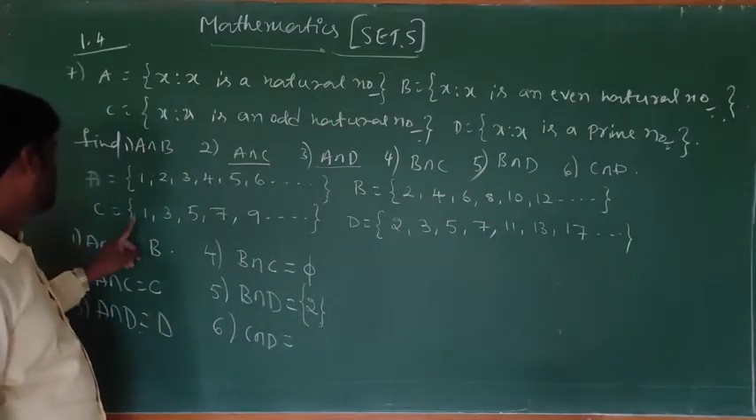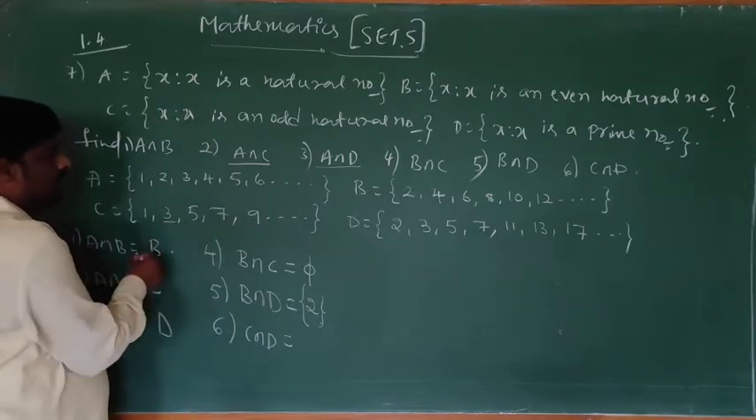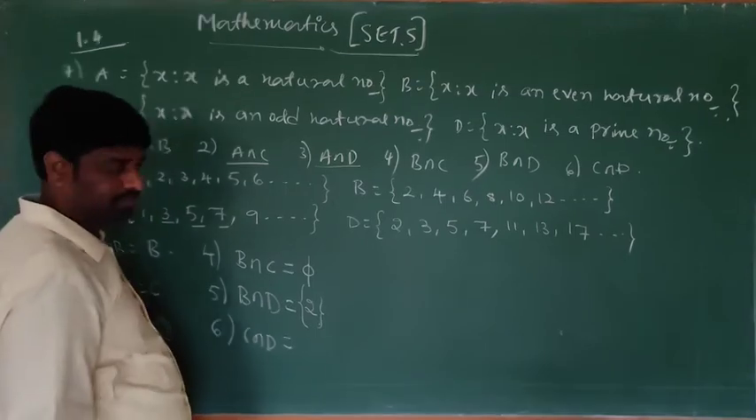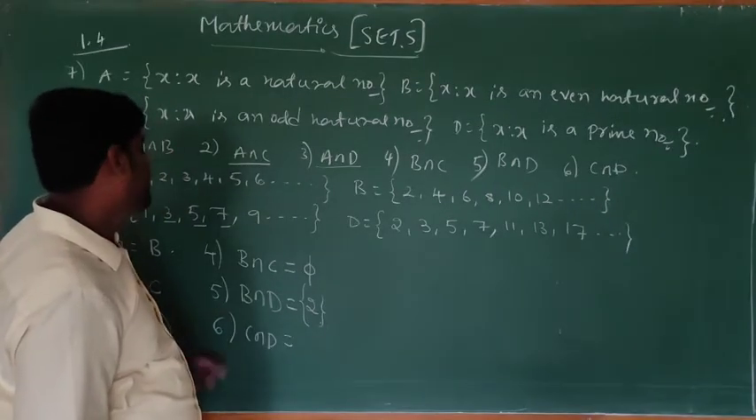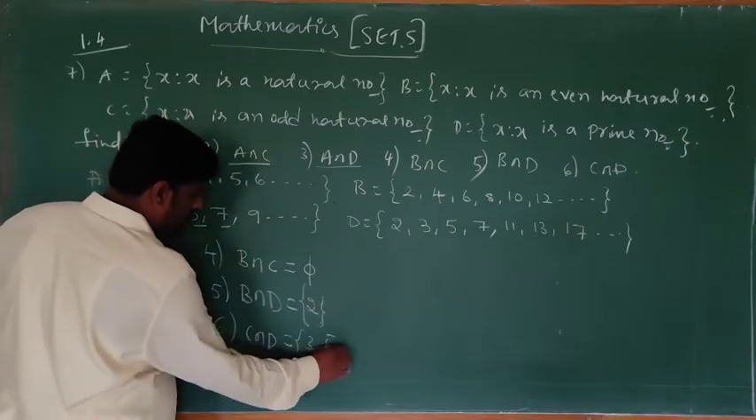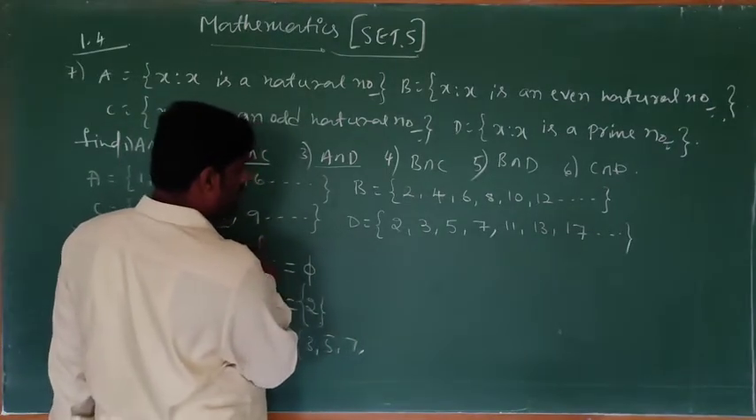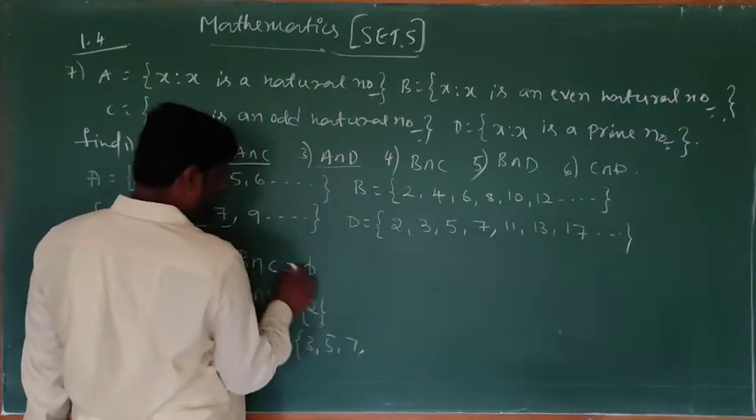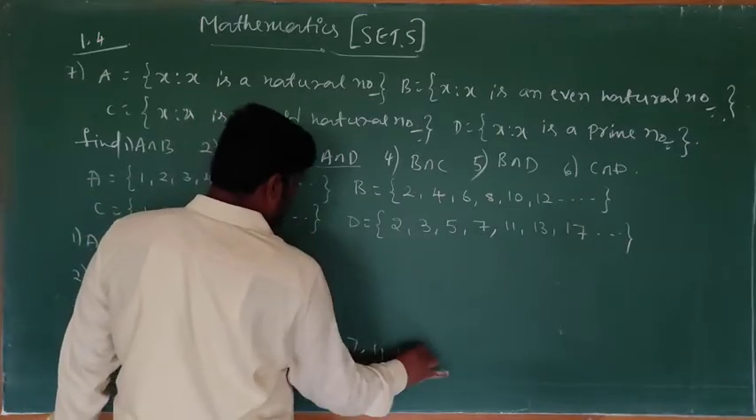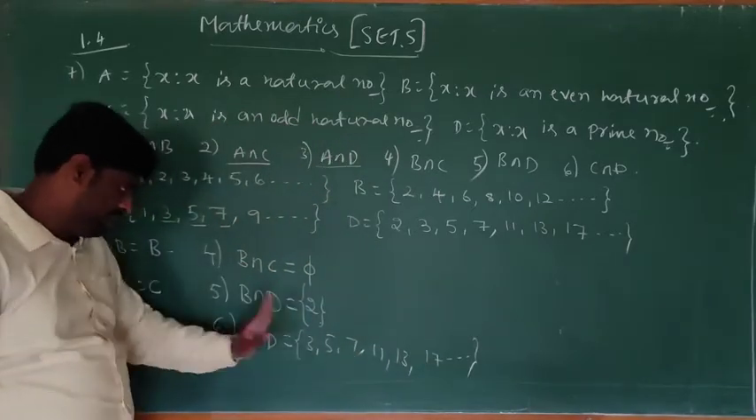See children, C intersection D: 3 is there, 5 is there, 7 is there, but 9 is not there. That is 3, 5, 7, 9. 9 is not there. Next 11 is there. Next 13 is there. Next 17 is there, and so on. So C intersection D is this one.